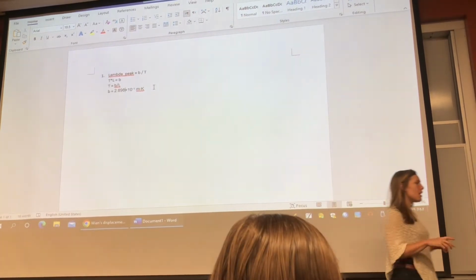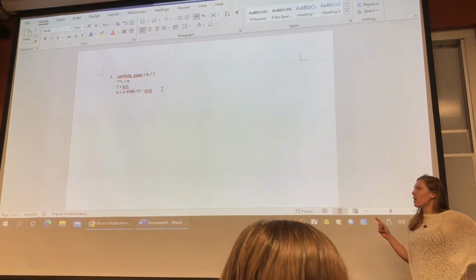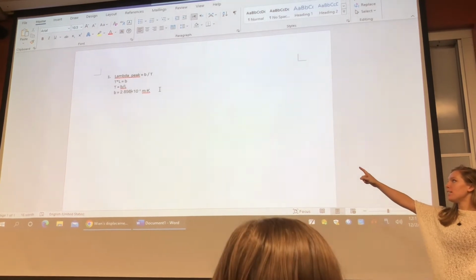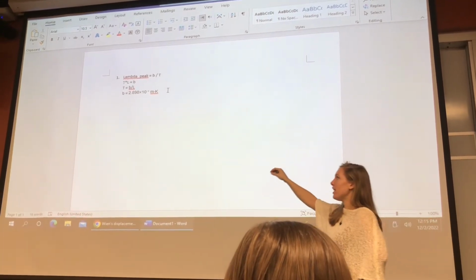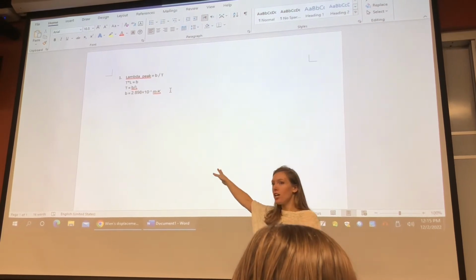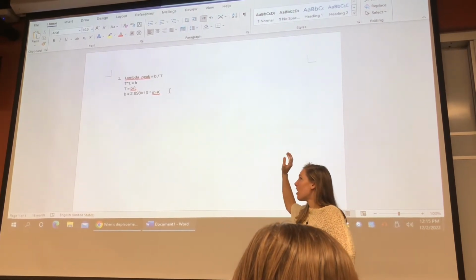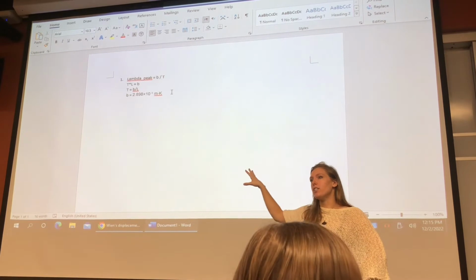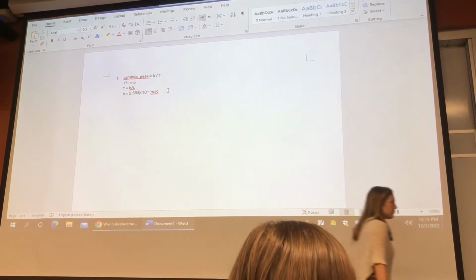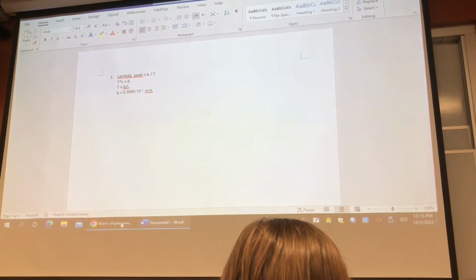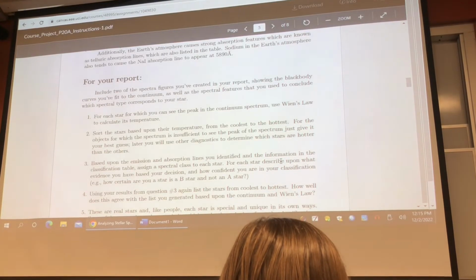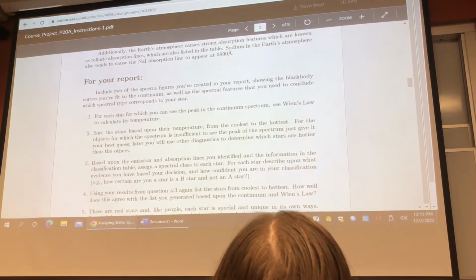Okay. And then there's an important thing to note on this equation. B is in meters times Kelvin. So that's going to come in handy later. That means our temperature needs to be in kelvins, and our wavelength needs to be in meters. So we might have to do a little conversion there. Okay, cool. So, tackling number 1.